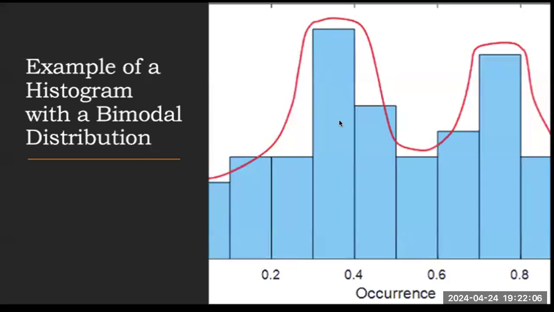So this is an example of a histogram with a bimodal distribution. The peaks don't have to be equal, but they have to be noticeably higher than the other values in order for it to be bimodal.